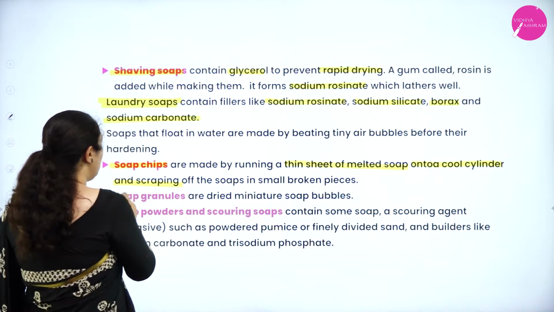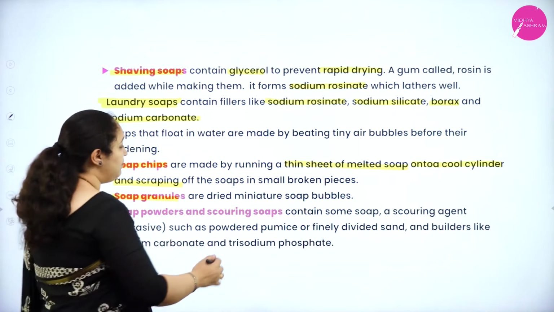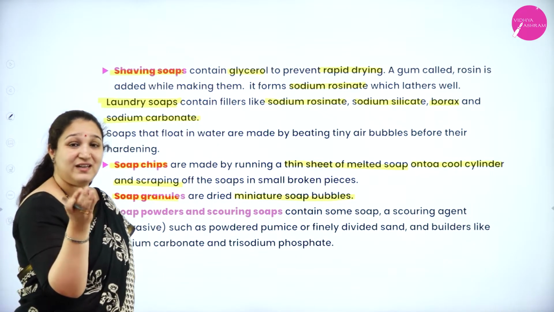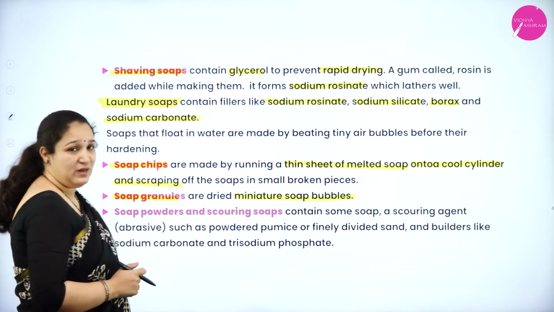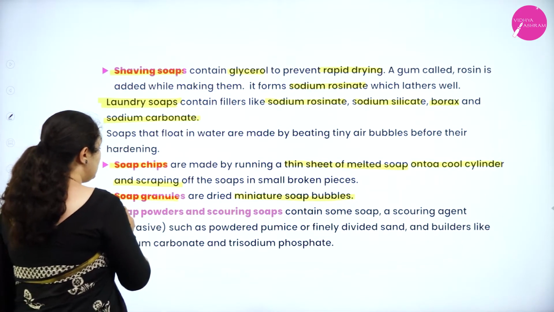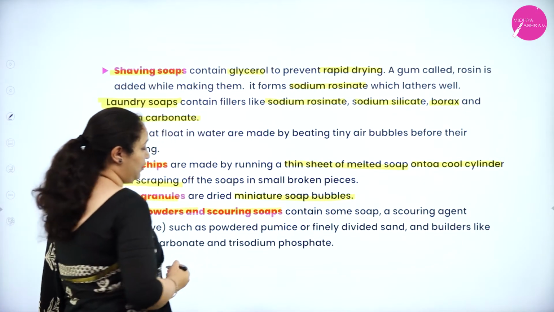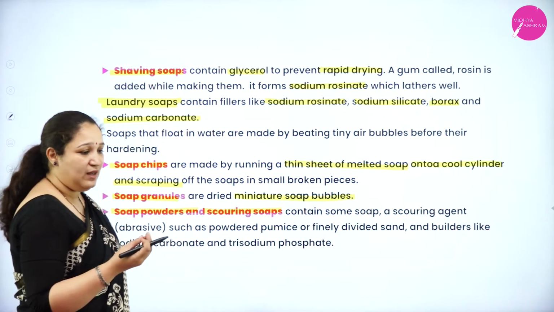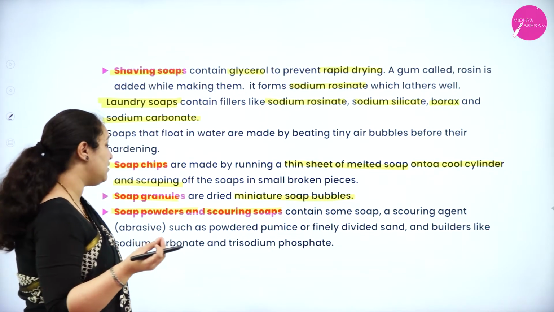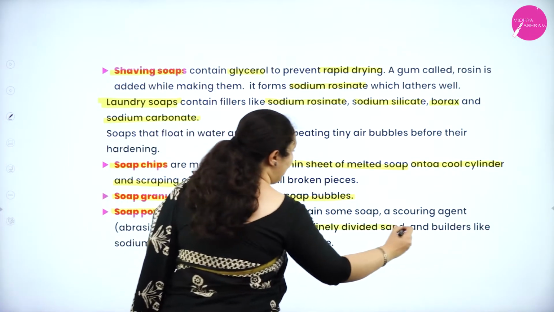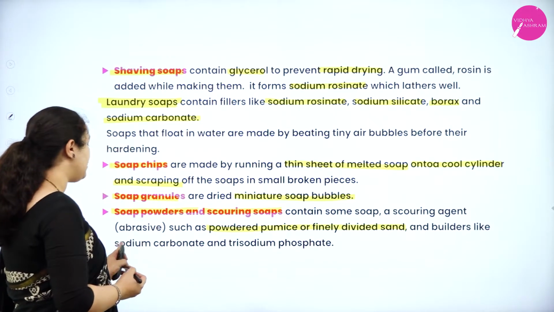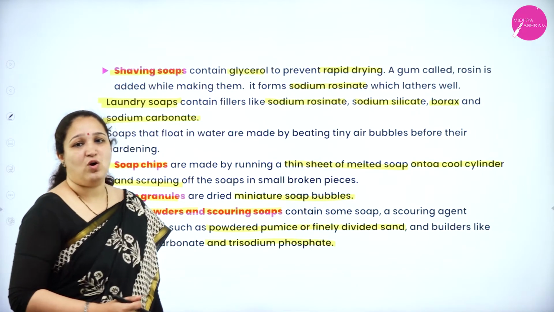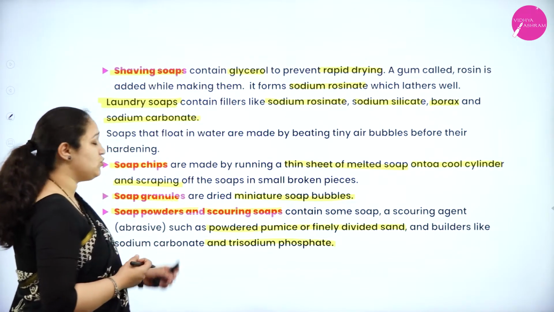Okay. Next is soap granules. They are nothing but the miniature soap bubbles which are dried. So the soap bubbles, when dried, we call them soap granules. The last type is soap powders and scouring soap. They contain some soap and some scouring agent. It is something like powdered pumice is added, or finely divided sand is added, or builders like sodium carbonate and trisodium phosphate can be added. Such soaps are called scouring soap or soap powders.